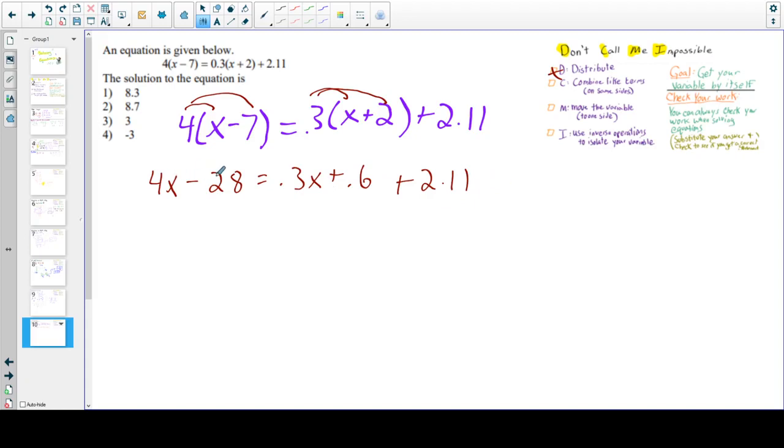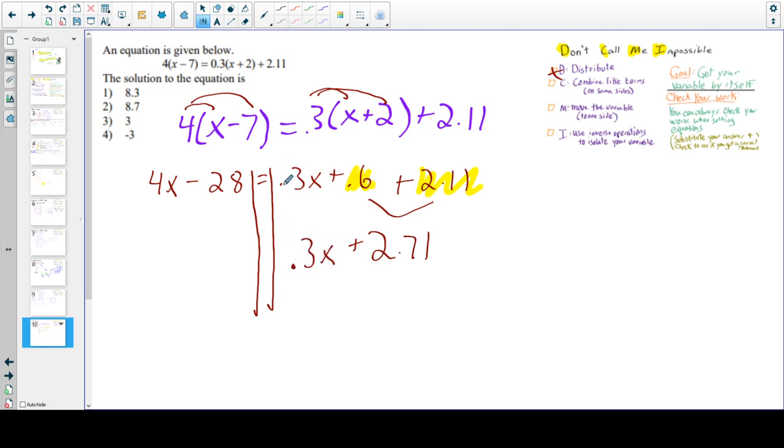Can I combine like terms? So again, let me highlight this. There's two sides to the equation. On the left-hand side, can I combine like terms? No. On the right-hand side, are there any like terms here? Yeah, here and here, right? I can add these two numbers. I'm allowed to, right? So I'm going to do this with my calculator. 0.6 plus 2.11 is 2.71. Now I'm going to bring everything down. Don't forget, that was 0.3x equals negative 28, 4x.